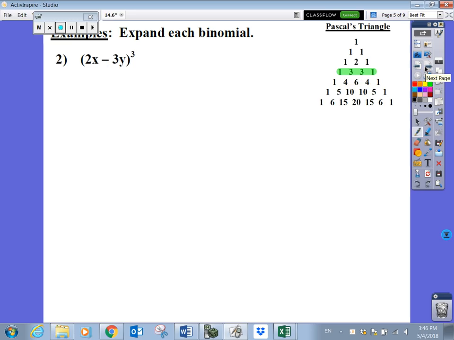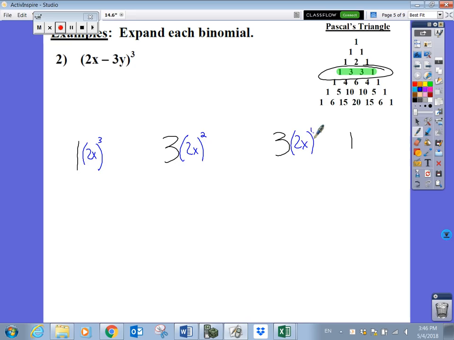All right, 2x minus 3y to the 3rd. So we take the exponent plus 1, and that is the row we use. So now we're going to use 1, 3, 3, and 1. Again, you don't have to use different colors, just if it's helpful. Now here it's important to put that 2x in parentheses. So 2x to the 3rd, 2x, and go down: 2x to the 1st, 2x to the 0.